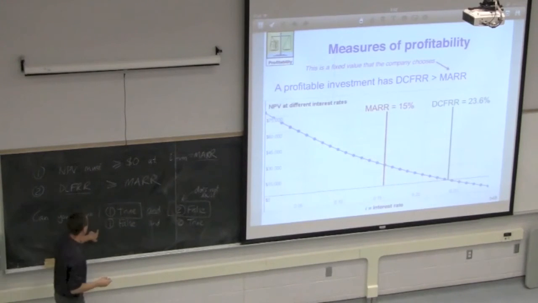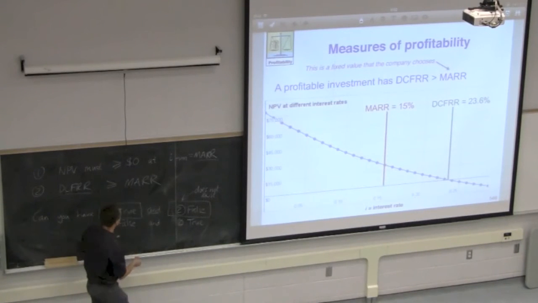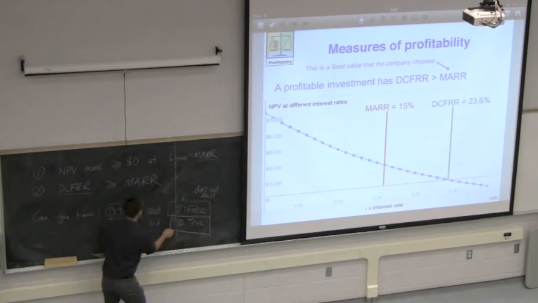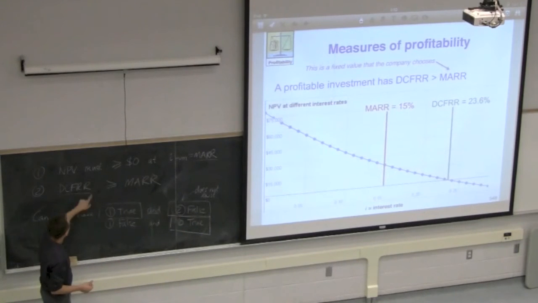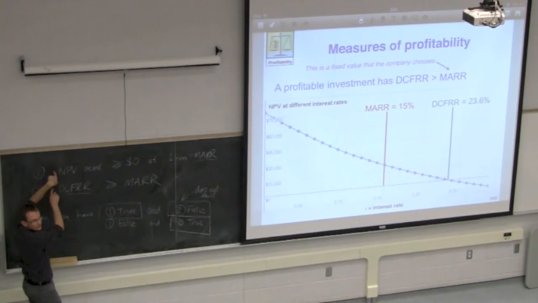Now let's take a look at this case. If DCFRR exceeds MARR, kind of like what's shown on the board, so that's true. DCFRR exceeds MARR, but have a negative NPV. Okay? So DCFRR exceeds MARR and have a negative NPV. No. So you can't have those cases. So the only two situations you can have are both are true or both are false.